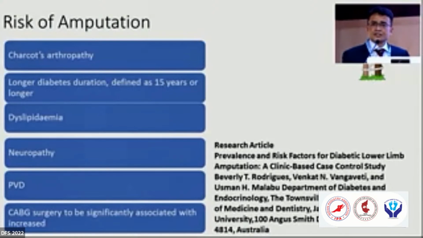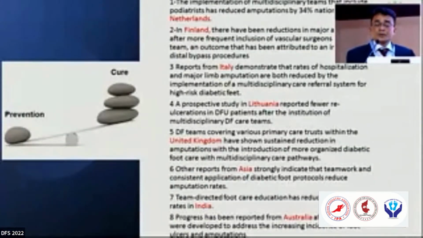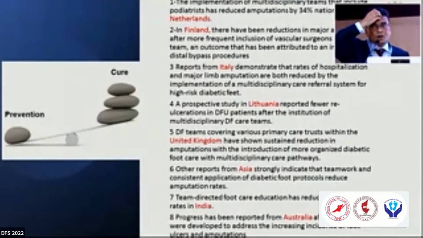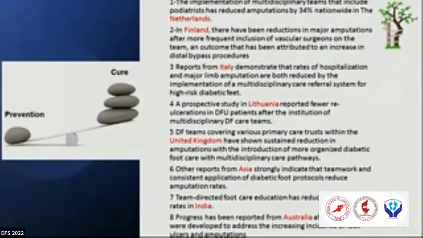These are the patients who have the risk of amputations: Charcot's, longer durations, dyslipidemia, neuropathy, and peripheral vascular disease. CABG patients have got a higher risk of below-knee amputations in diabetes. So this is more interesting. What's interesting about this is, yes, we are all looking at how we can prevent. So preventive podiatry is the key. Yes, we can actually prevent the amputation. That's what we are all aggressively looking at.